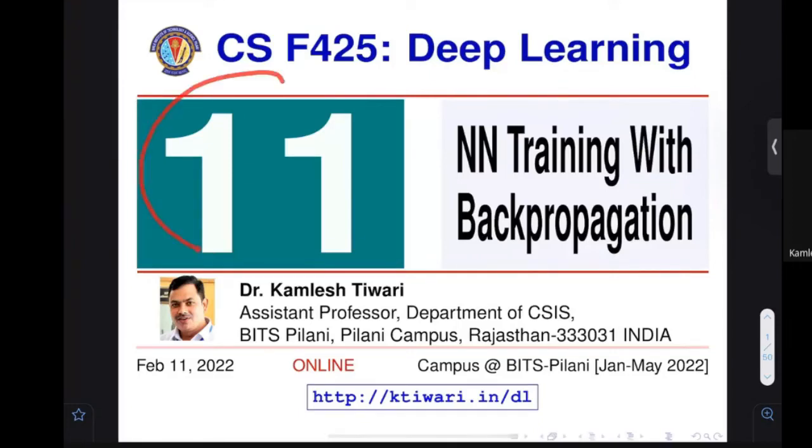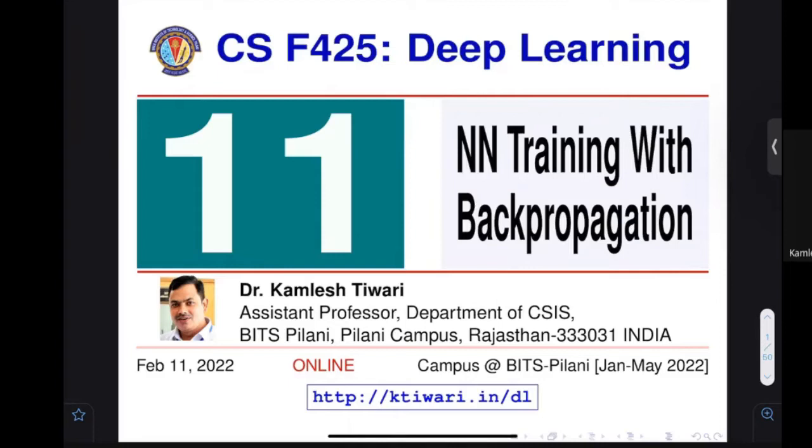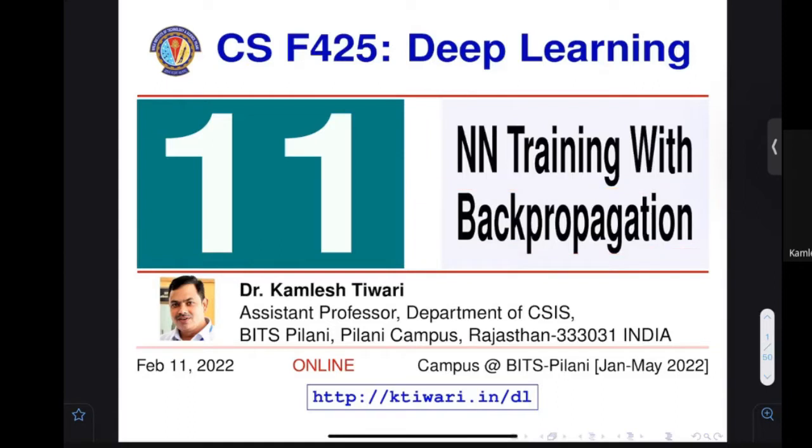Once again, welcome to lecture number 11 of the deep learning course. In this session, we are going to see backpropagation. That is one of the very important algorithms in the development of neural network based systems. With backpropagation only, we are actually able to train everything that we see in the neural network domain.